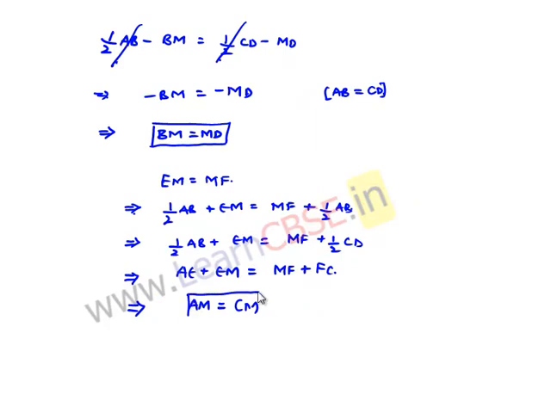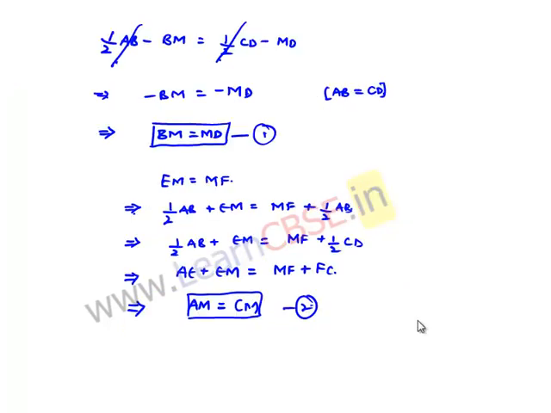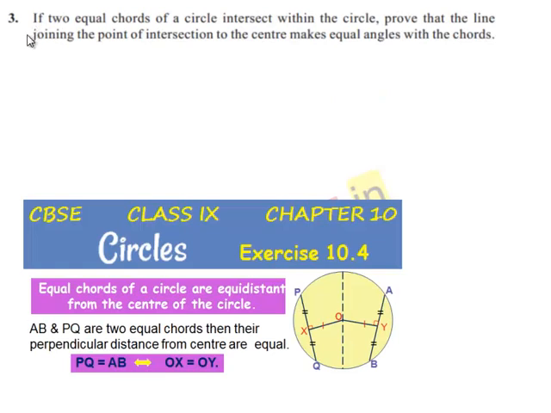Therefore, here we got AM is equal to CM. Now, by the result 1 and 2, we can say that if the two equal chords of a circle intersect within the circle, the segments of one chord will be equal to corresponding segments of other chord. Moving on to question number 3.